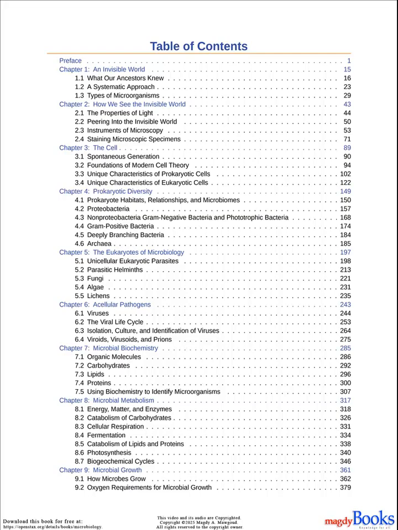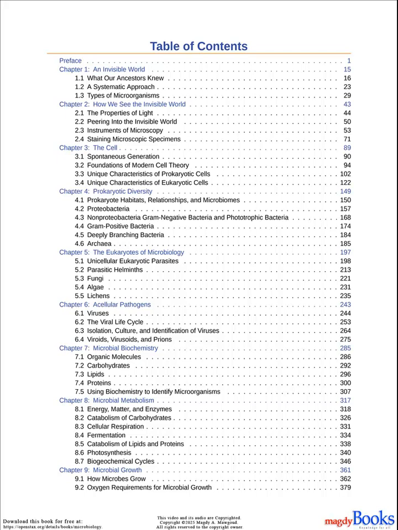7.1. Organic molecules. 7.2. Carbohydrates. 7.3. Lipids. 7.4. Proteins. 7.5. Using biochemistry to identify microorganisms. Chapter 8. Microbial metabolism. 8.1. Energy, matter, and enzymes.